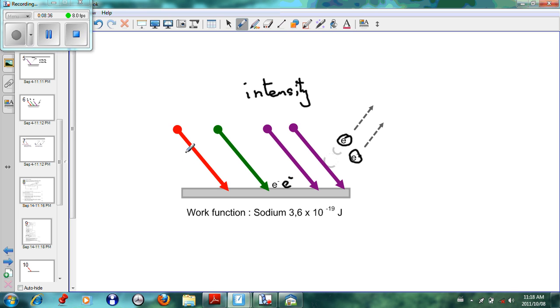If we increase the intensity of the red light, no electrons will be ejected. So increasing the intensity of the light will just increase the number of photons striking the surface of the metal. It doesn't provide more energy to eject electrons.